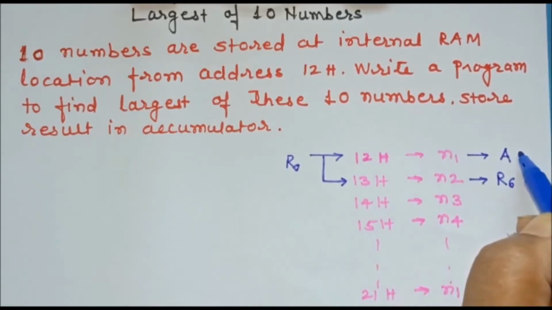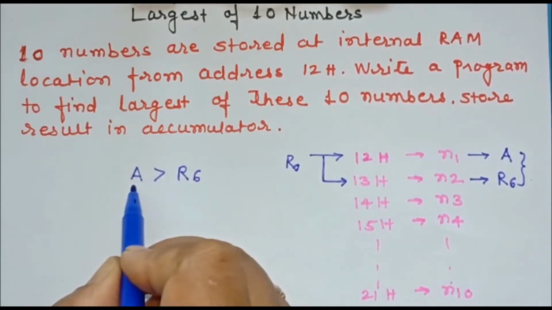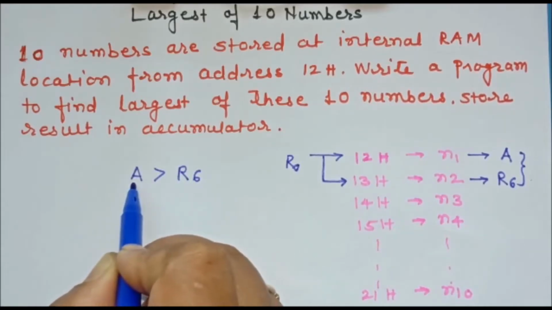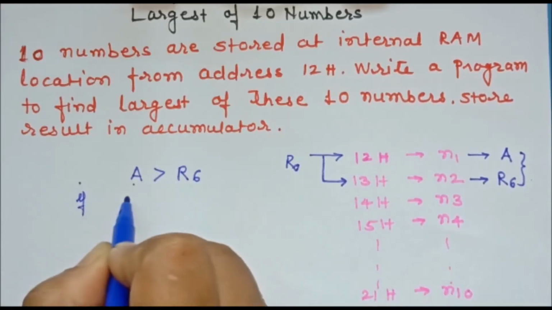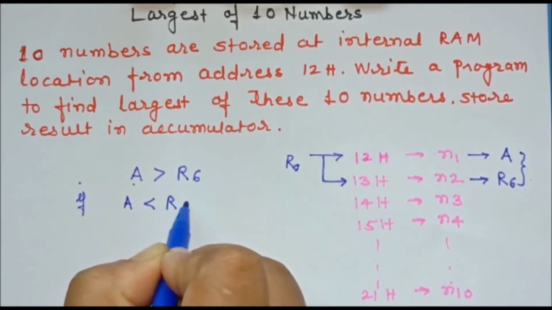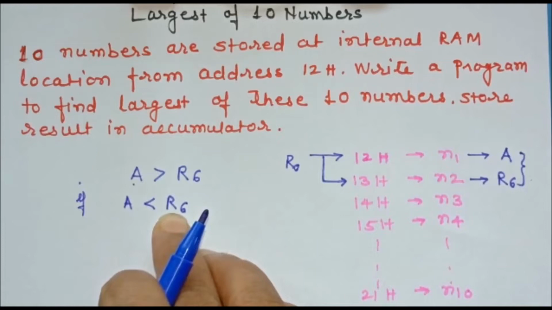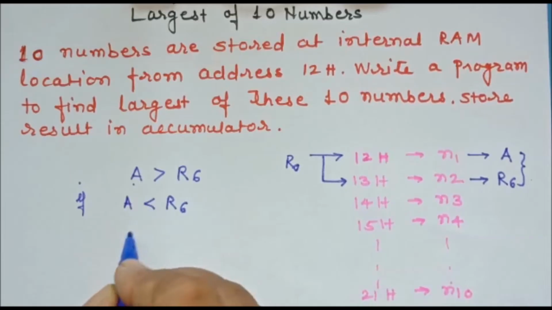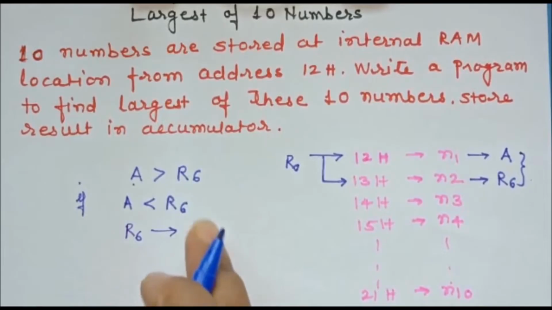Now we'll compare these two numbers which are stored in accumulator and R6. If the number stored in accumulator is greater than the number stored in R6, the contents of accumulator and R6 will remain as they are. But if accumulator contents are less than contents of register R6, that means the larger number is stored in R6, so we'll move the contents of R6 into accumulator so that the larger number will always be stored in accumulator.